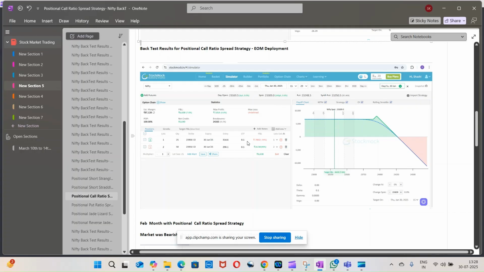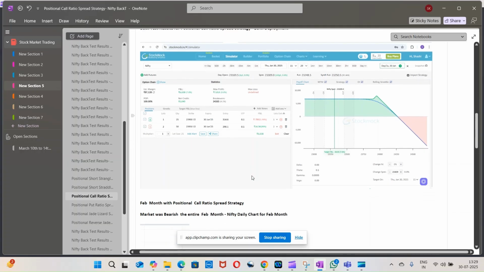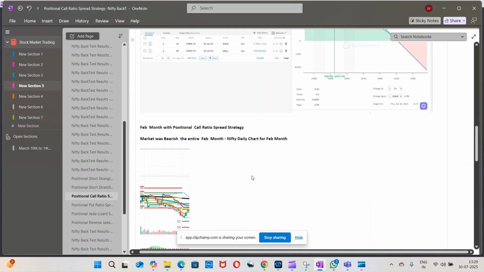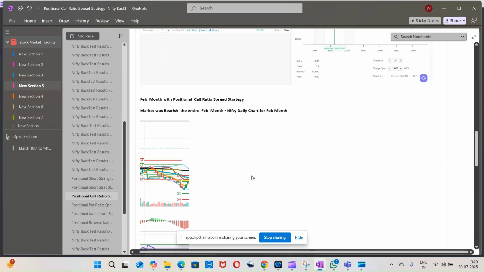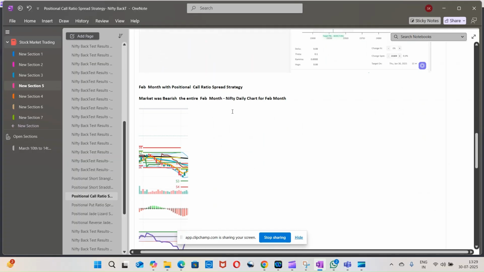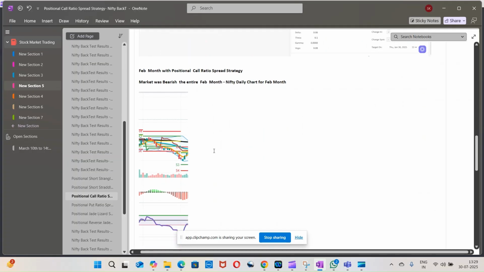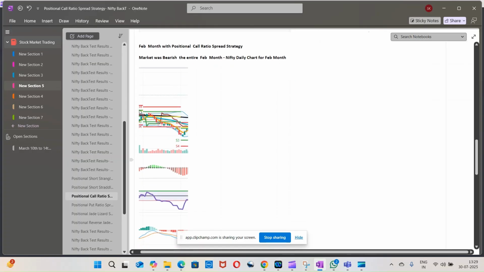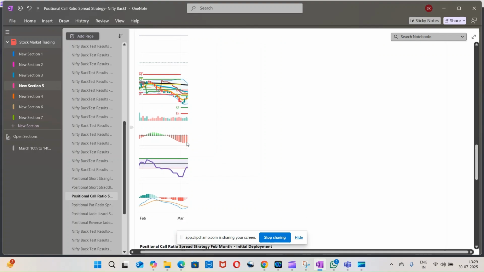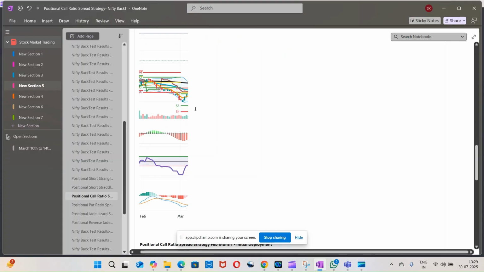So that's it. This is a positional strategy, but it does have an undefined risk. So just keep in mind that there's an undefined risk when deploying it positionally. Feb month, if you see, Feb month positional call ratio spread again. Feb month was also bearish, but if you see here, this month it went up and down. Okay, so that is what will be covered by this strategy. So up and down. Initially you are wrong, but eventually you are right.